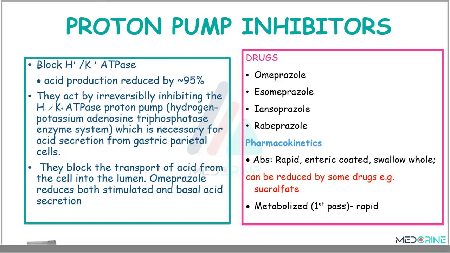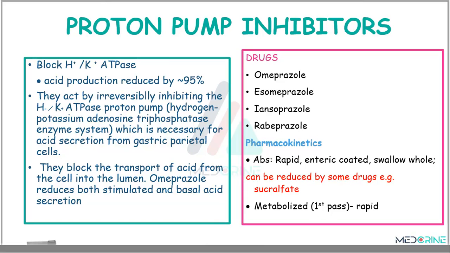For example, omeprazole reduces both stimulated and basal acid secretion. The drugs that fall into the class of proton pump inhibitors are omeprazole, esomeprazole, lansoprazole, and rabeprazole.